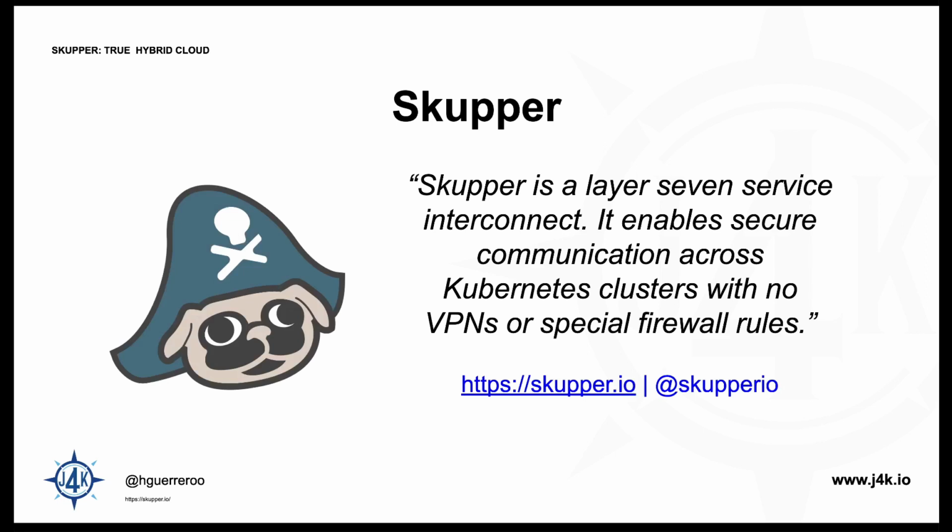So that's why Skupper was created, right? Skupper, as it is described on their site at Skupper.io, is a layer 7 service interconnect. It enables secure communications across Kubernetes clusters with no VPNs or special firewall rules.